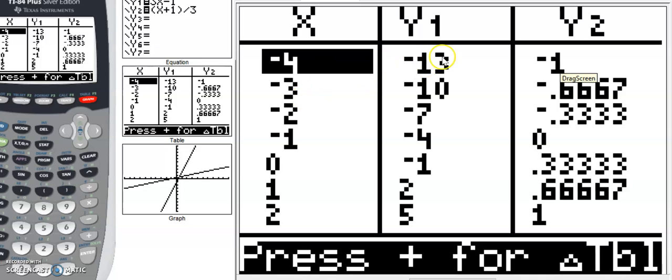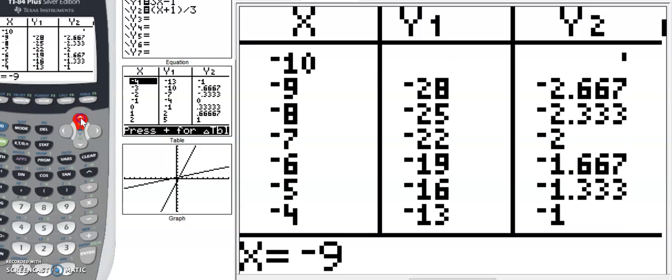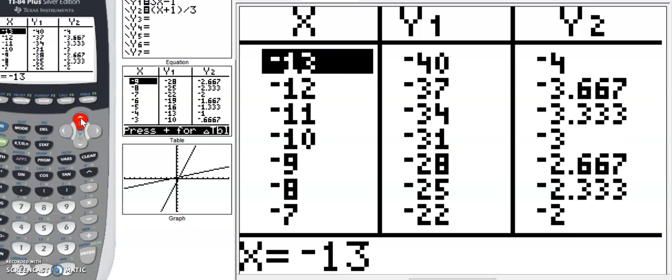Well, I need to scroll to an x coordinate of -13 to make sure that the y2, or the other function, had a value of -4, right? And I see that worked.